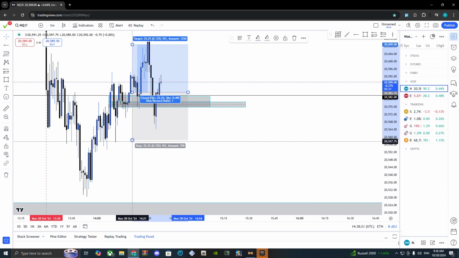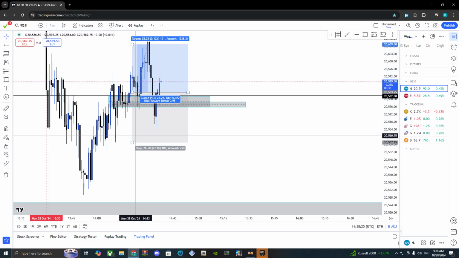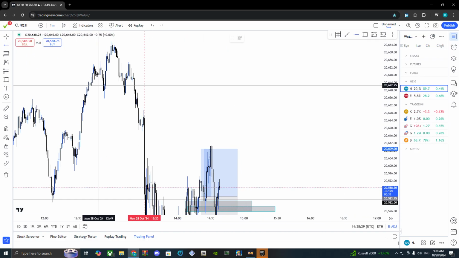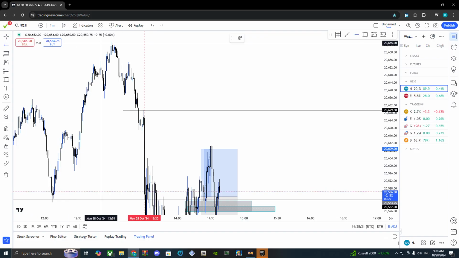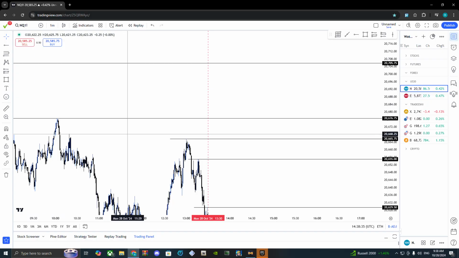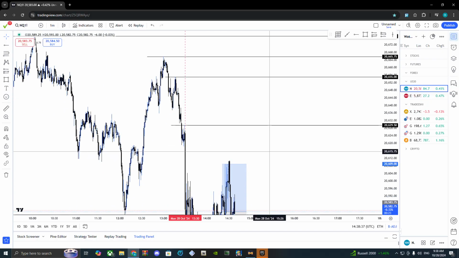Stops under the low of the fair value gap where my trade would be invalidated. Put my stops right there. First take profit was these highs. Second take profit, these highs. Final take profit was right here. Or no, final take profit was that high all the way up here.